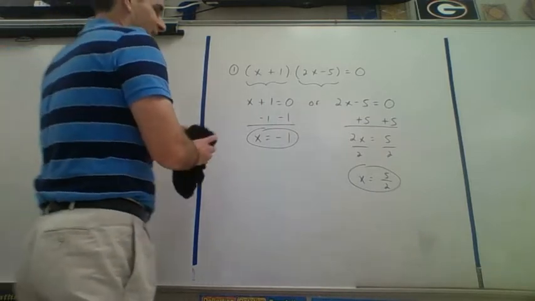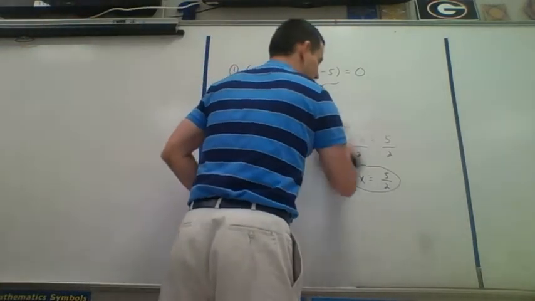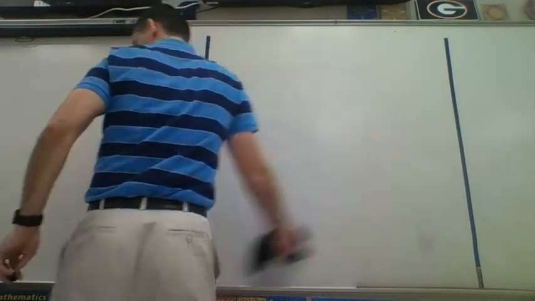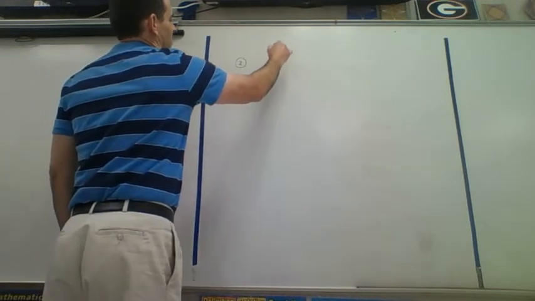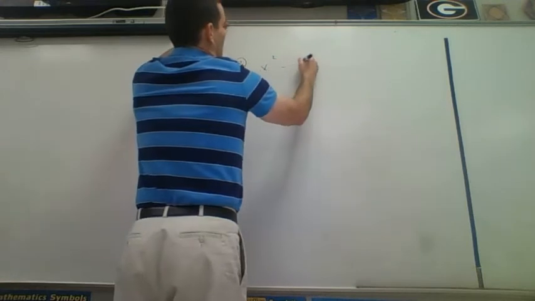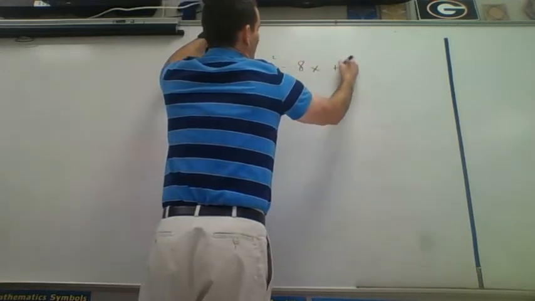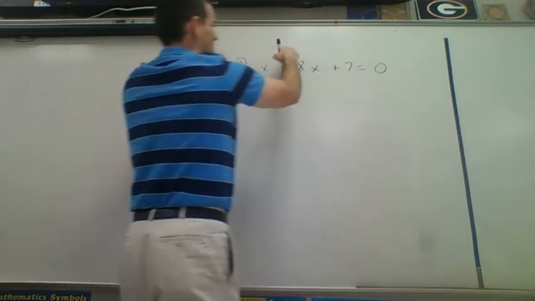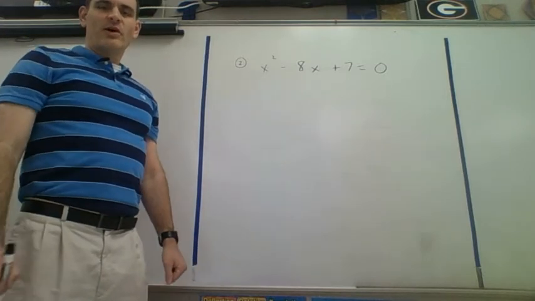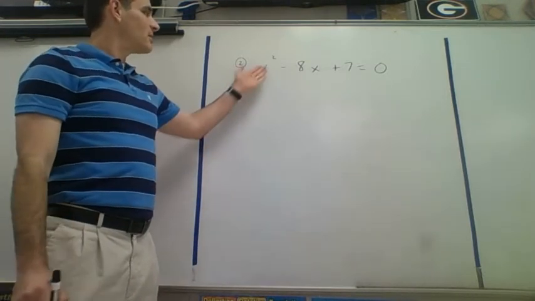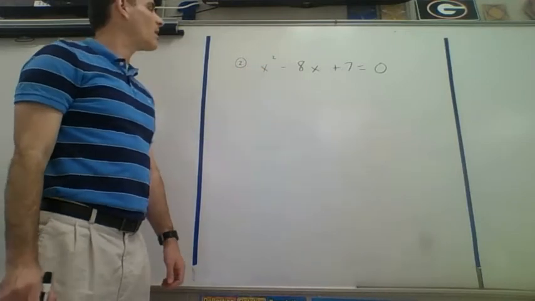In my second example, we'll have 3 examples. My second example, we're going to use factoring. X squared minus 8x plus 7 is equal to 0. This is called a quadratic equation. And quadratic equations are equations in which the highest power is 2.